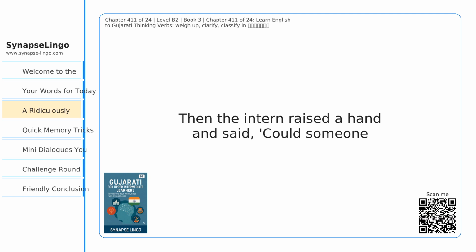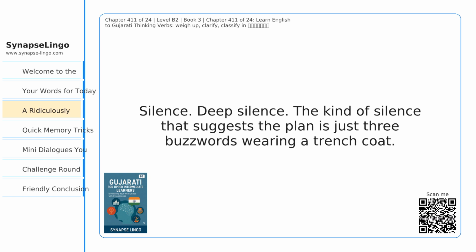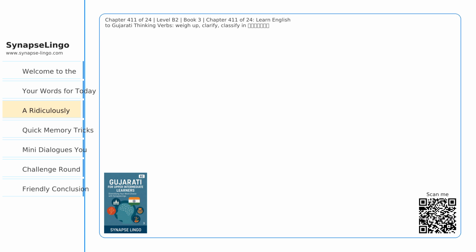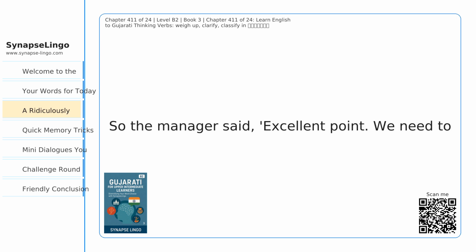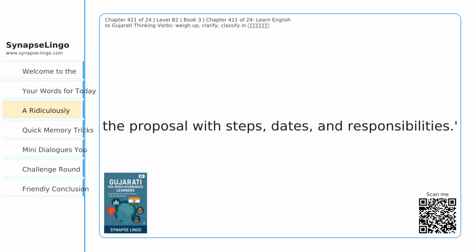Then the intern raised a hand and said, could someone સ્પષ્ટ કરવું what the plan actually is. Silence. Deep silence. The kind of silence that suggests the plan is just three buzzwords wearing a trench coat. So the manager said, excellent point. We need to ઠોસ બનાવવું the proposal with steps, dates, and responsibilities.